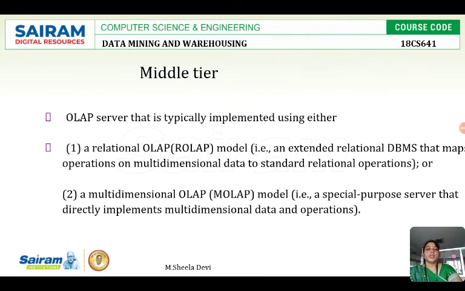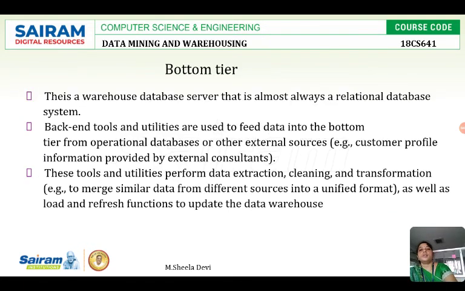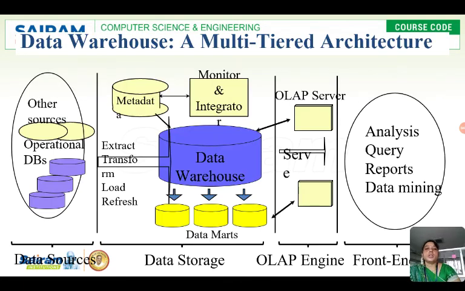Then, in the middle tier, let's have a look at the diagram. We have 4 components. One is metadata, which gives the data about the data. In the data warehouse, data is there, and the information about the data in the data warehouse is given in the metadata.